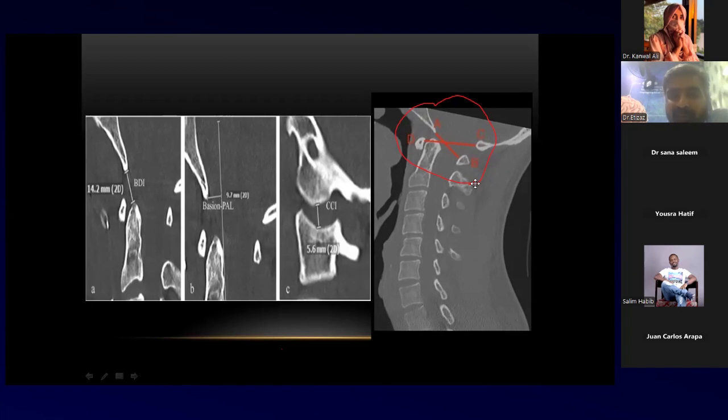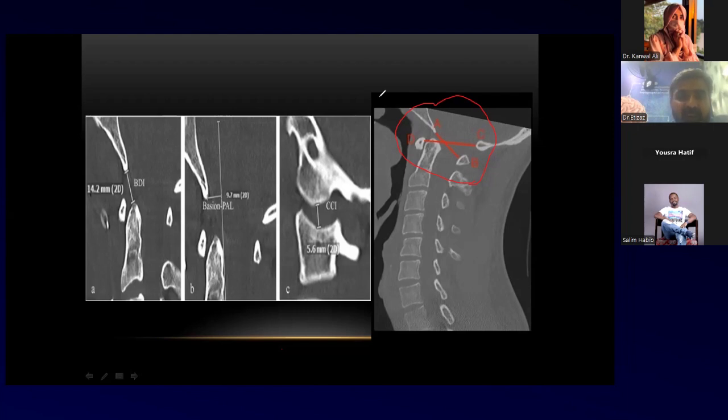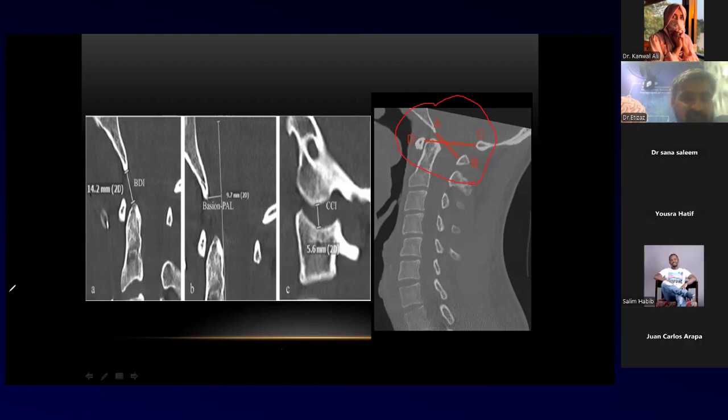What is the significance of this Power's ratio? How much is significant? Yes, you're right. Power's ratio is 1. If more than 1, that is significant. Then we can say there is atlanto-occipital dislocation. Okay? And each type has different measurements over there.